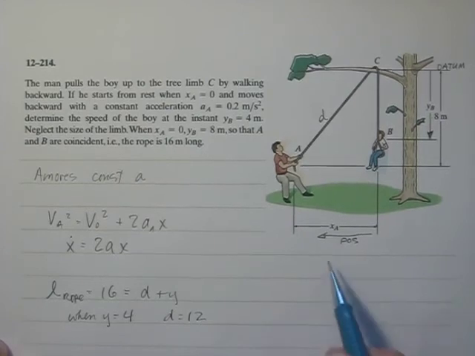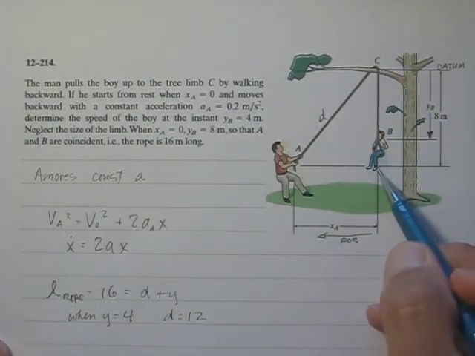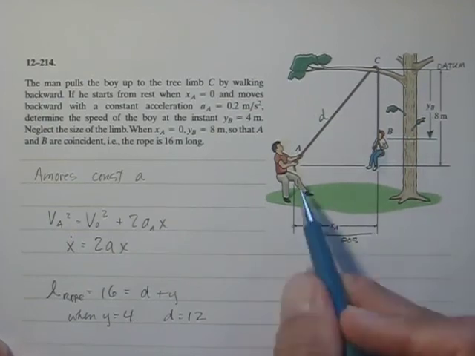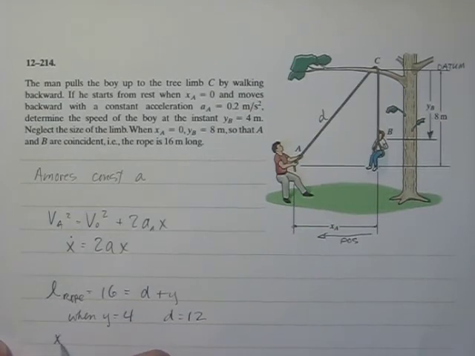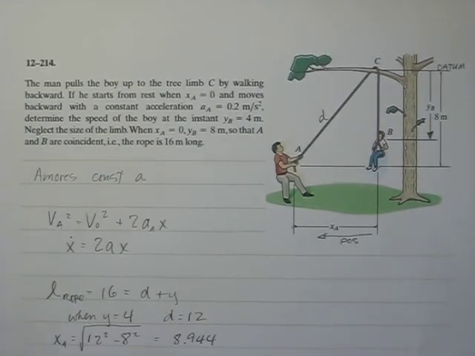And I can say that the distance A travels, because of my Pythagorean theorem here, I got distance A is 12. I know this distance is 8, so the distance of x, where he is, when he gets there, is x of A equal to the square root of 12 squared minus 8 squared, by Pythagorean theorem. And I'm saying that x is equal to 8.944. All right.